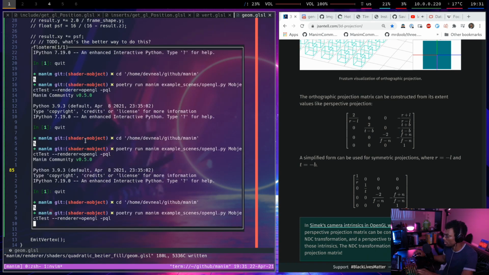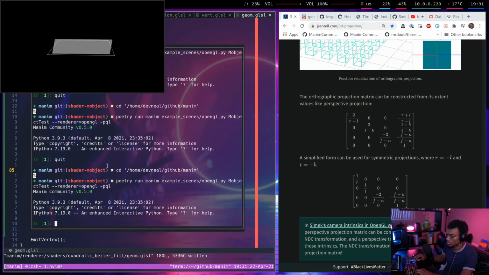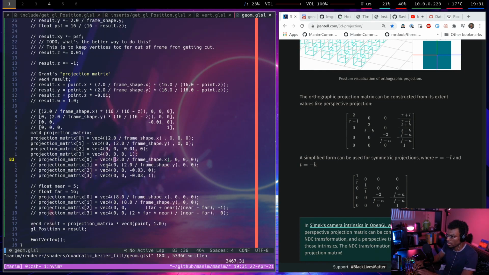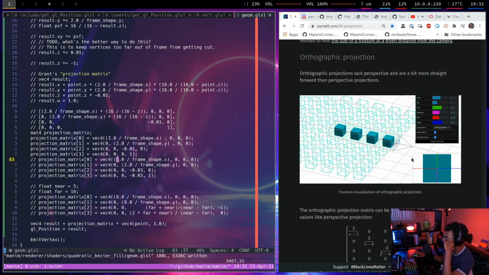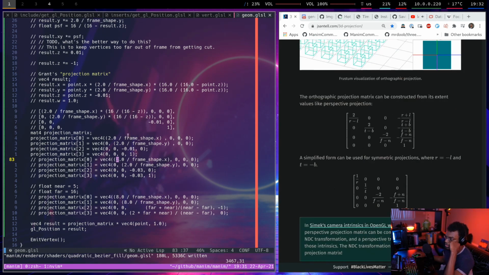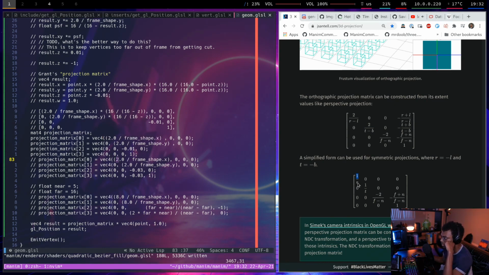Should I make these 3s? I'll try making these 1s. Wait, these should be 2s actually. 1 over the distance to the right plane. And this is using the x, not the radius, but the width of the entire frame. So for this term to match 1 over the right, it'd have to be this divided by 2, and so that 2 will go to the numerator, so it will be like this.